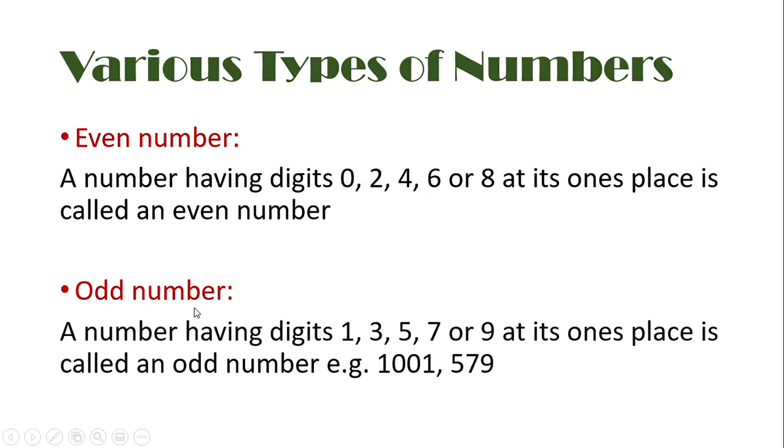Now let's move on to odd numbers. A number having digits 1, 3, 5, 7 or 9 at its ones place is called an odd number. For example, 1001. It has 1 in its ones place, so it is an odd number. 579. It has 9 at its ones place, so it is an odd number.